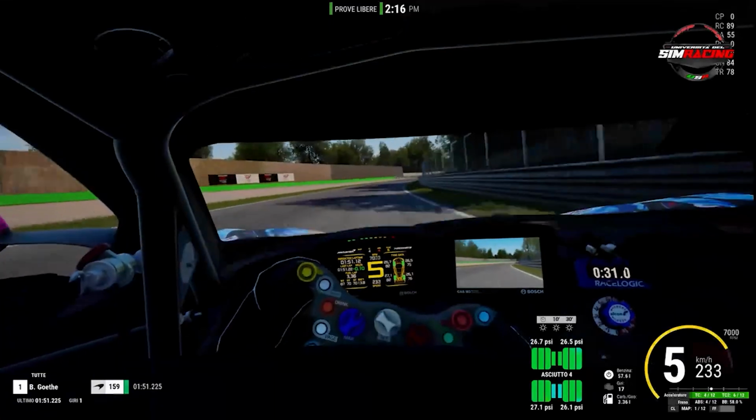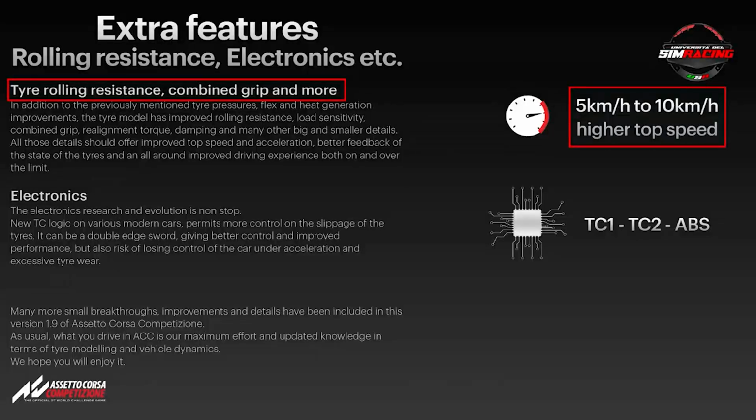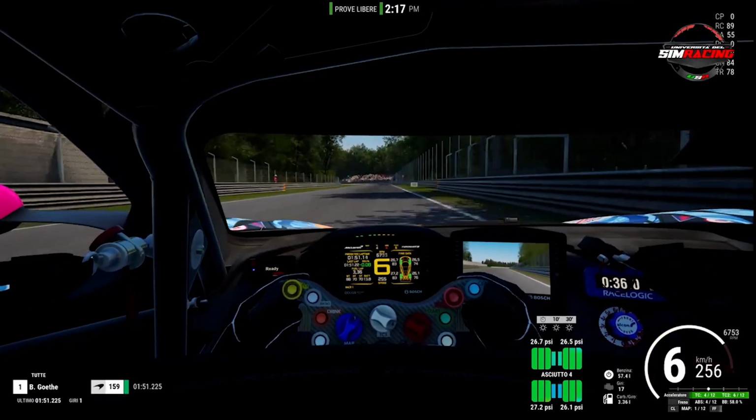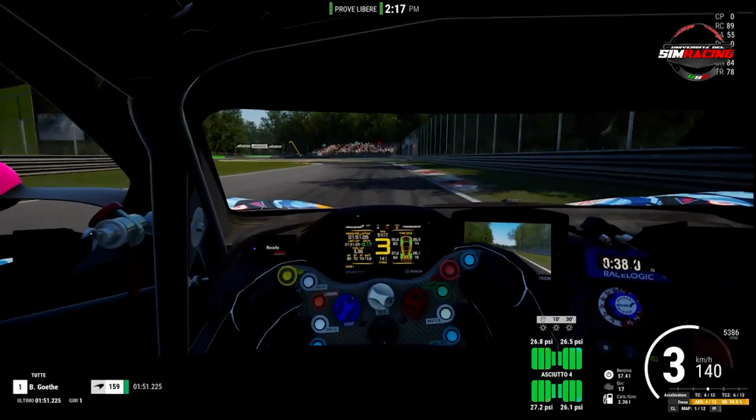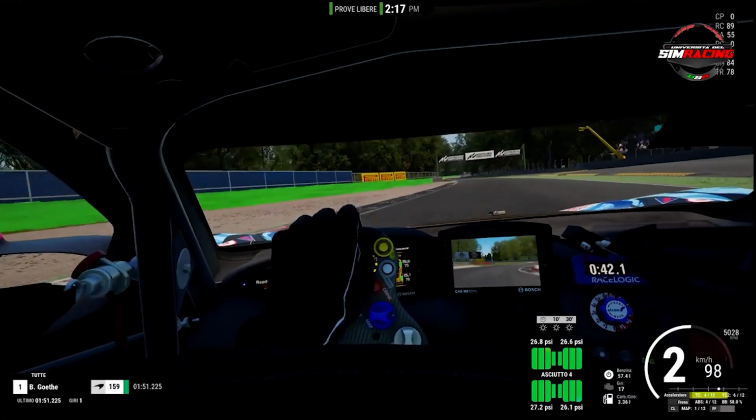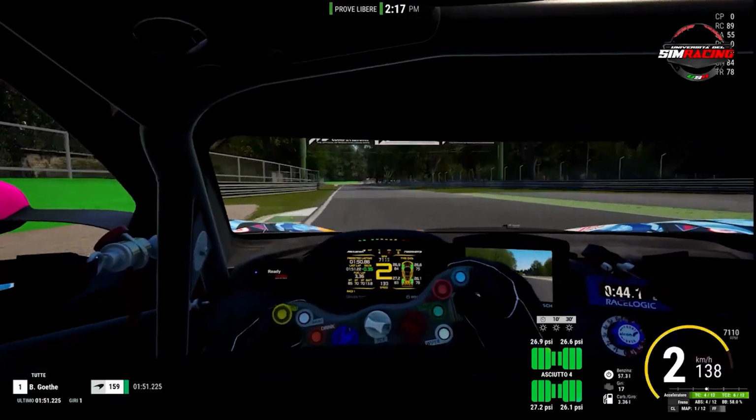From this initial test, one might incorrectly conclude that rolling resistance is not accounted for in Assetto Corsa Competizione. However, after reviewing the patch 1.9 notes, we can confirm that rolling resistance is indeed implemented and has actually been improved over previous versions, with top speeds increasing by up to 10 kilometers per hour. This strongly suggests that the observed results are likely the outcome of broader changes to the tire model, rather than an absence of rolling resistance altogether.